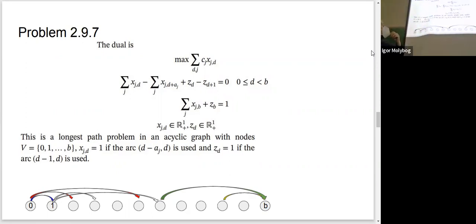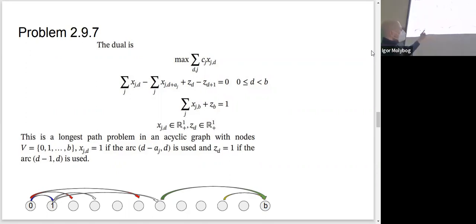problem on the top. This problem is called the longest path problem, because we can interpret the weights of the edges in the graph as the length of the path, and we are trying to maximize it. So this is the longest path problem in an acyclic graph with the nodes from 0 to B, where x_jd is responsible for the arc from d minus a_j to d.